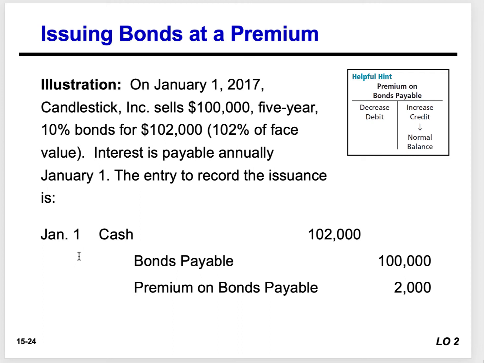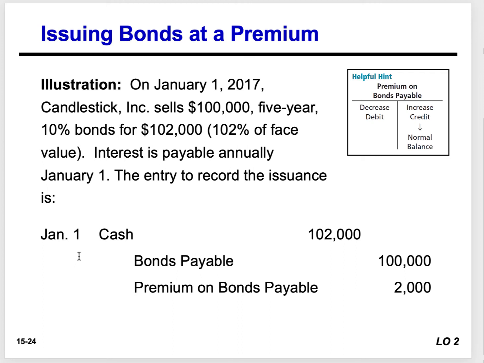Now, let's look at the example. January 1st, 2017, Candlestick sells $100,000, 5-year, 10% bonds. They sell them for $102,000. That means it's 102% of the face value. Interest is paid annually. We have to record the entry. Again, debit cash for the amount of cash that I receive, $102,000. Bonds payable will be the face amount, because I know at some point, 5 years from now, I'm going to have to pay $100,000 to those bondholders to retire those bonds. The difference is going to be the premium on bonds payable.